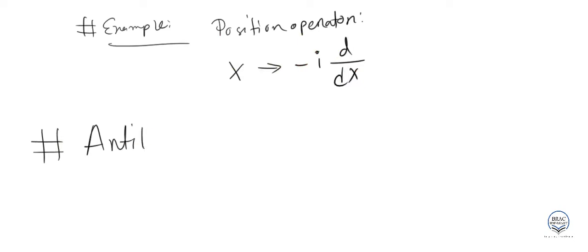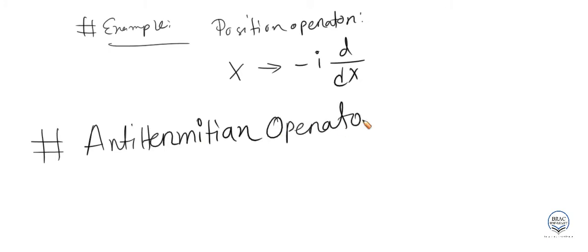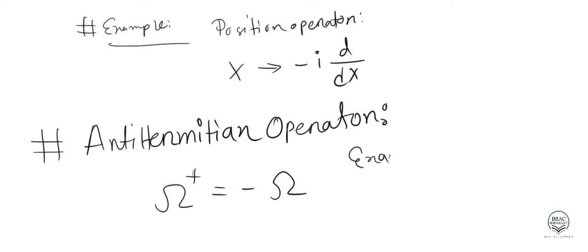But let's move on with the discussion of the anti-Hermitian operator. Let's say you have an operator omega. This is anti-Hermitian if you dagger it, that is if you take the adjoint of it, you pick up a minus sign and the omega itself. So this is an anti-Hermitian operator. And an example would be the derivative operator itself.